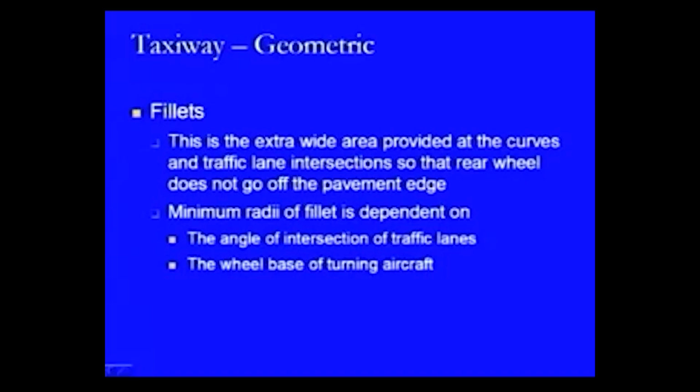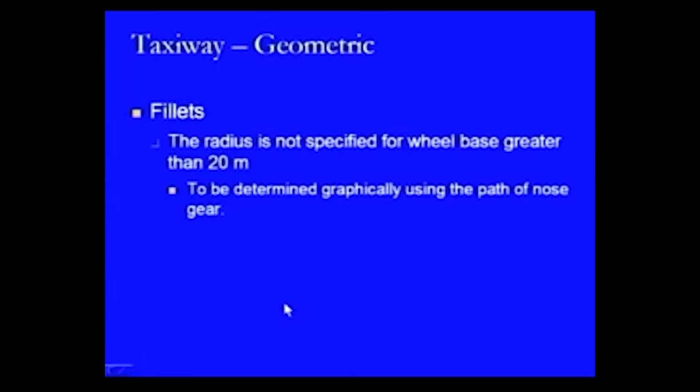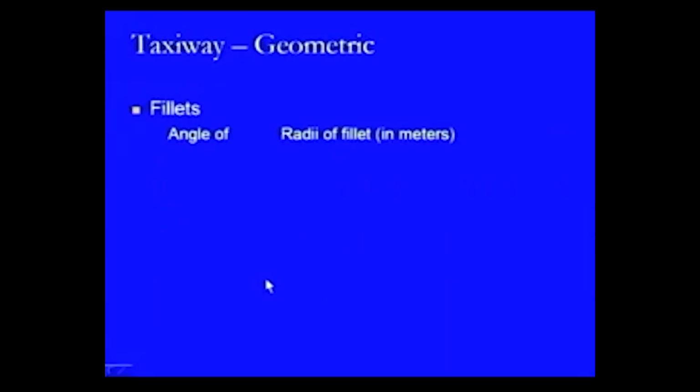If the size of the aircraft is big, the wheelbase will be big, and therefore it requires a bigger turning area, whereas if the aircraft is smaller, the wheelbase will also be smaller and it can take a turn in a very small area. So, the requirement of the fillet is governed by both the specification of the aircraft and the angle of intersection. The radii is not specified for wheelbase greater than 20 meters, and it is to be determined graphically using the path of the nose gear.